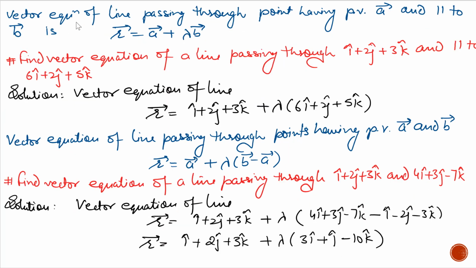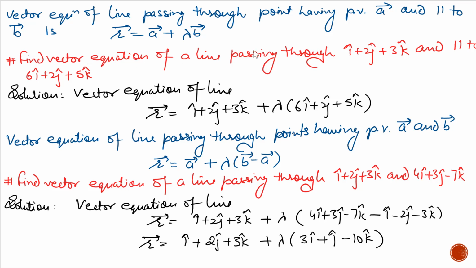Now equation of line in vector form. Vector equation of line passing through the point having position vector small a vector and parallel to b vector is r vector equals to a vector plus lambda times of b vector. We can explain with the help of an example.